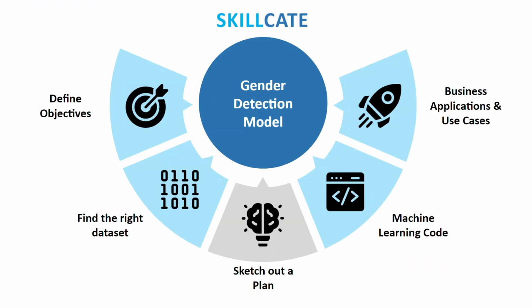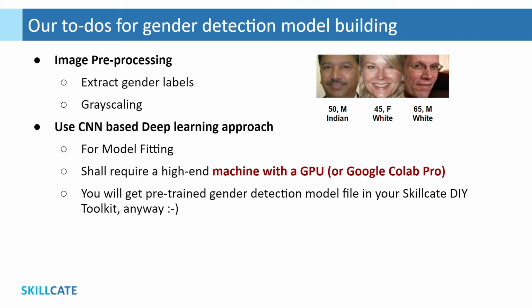All right, now let's sketch out a plan on building our gender detection model with CNN-based deep learning. We already have around 24,000 images with us. We would need to extract gender labels embedded into these image file names. And to make our model fitting less computationally expensive, we would convert our images to grayscale as well. Next up, we would use CNN-based deep learning approach for model building. CNNs are really well suited to handle image data, and definitely we can expect a good accuracy coming our way with this. A word of caution here would be that training your own model would require a high-end machine with a GPU. You also have an option to use Google Colab Pro, which offers online infrastructure with a GPU on a paid basis. In this video, we shall be using Google Colab Pro for model building.